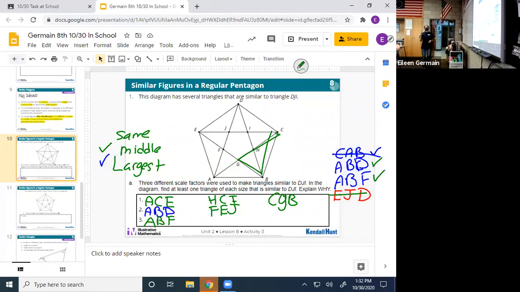What was the original shape again? The original one was DJI? No, the one we're doing now. Oh, the original one was AEG. Oh, that's okay. I have one. Go ahead. DEF. DEF, very good.